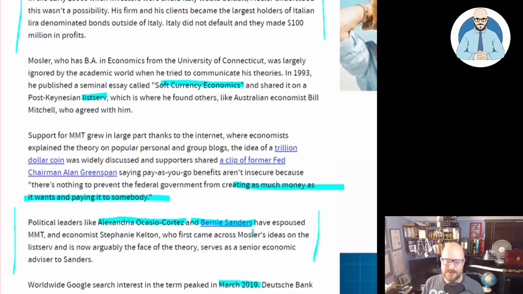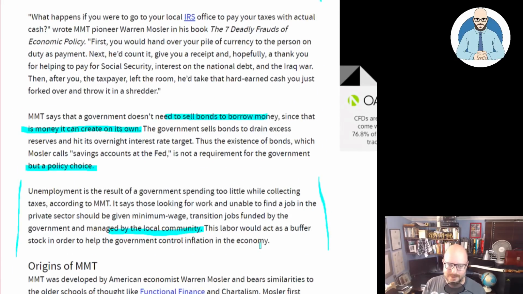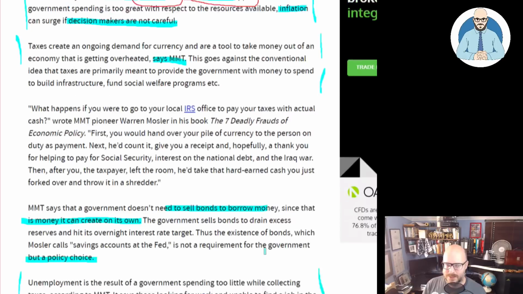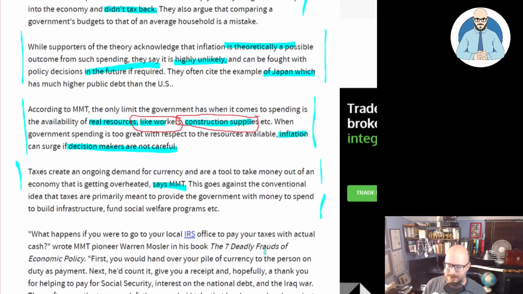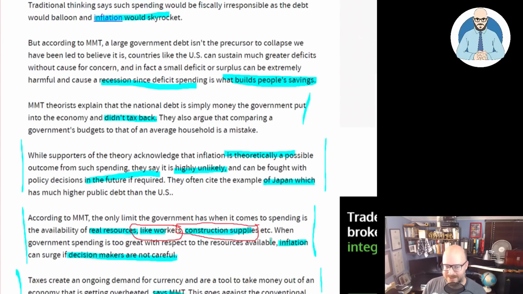What do you think about this theory, guys? The government should just print as much money as it can to fund everything it needs and use taxes to manage the economy, because it doesn't really need your money. Bonds, it's just a policy decision. They'll just tax you to manage the economy. What do you reckon, guys? Does this sound like a good idea?